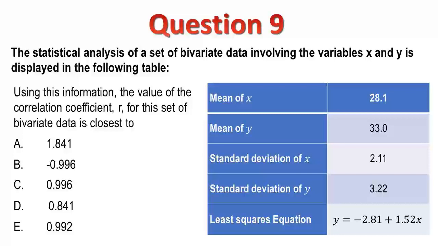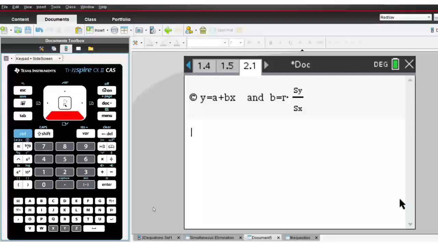Question 9. In this question we're being provided with a table full of statistical analysis for some bivariate data involving the variables x and y. We're required to work out the value of r, the correlation coefficient. To do this, we need to know some important formulas. The fact that the regression equation is given as y equals a plus bx, so we know the value of b, and on our formula sheet we have the relationship b equals r times the standard deviation of y over the standard deviation of x.